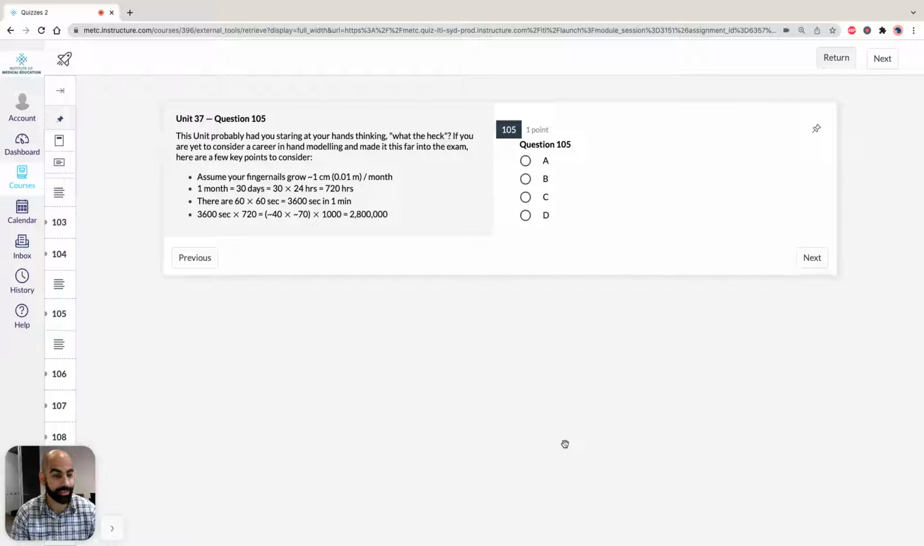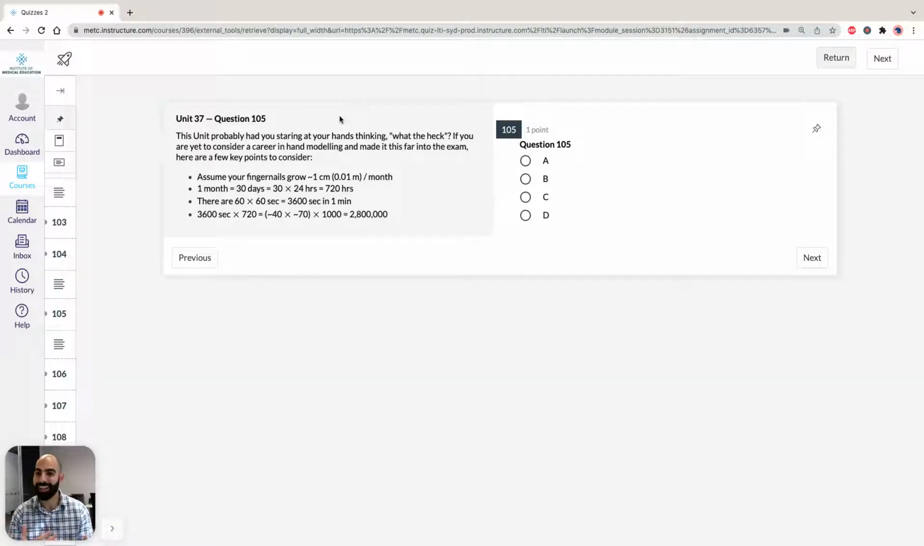We're going to take a look at solutions to Section 3 of ACER's GAMSAT Pink Booklet, Practice Test 3, specifically Unit 37, Question 105. And in this unit, ACER has well and truly thrown a spanner in the works. We're told that we have to make a few simple assumptions to best estimate the rate at which your fingernails grow. Now, you probably were just staring at your hands like, how the hell do I even approach this?